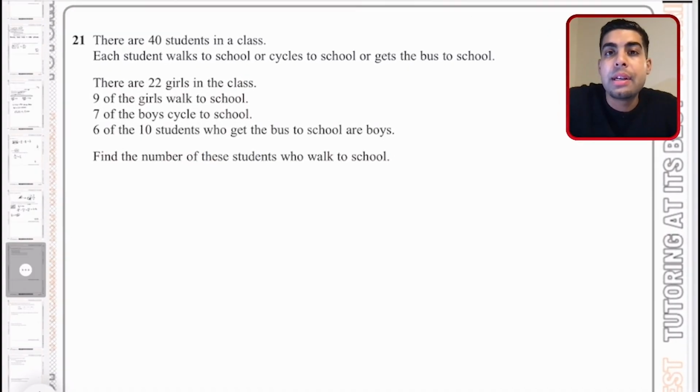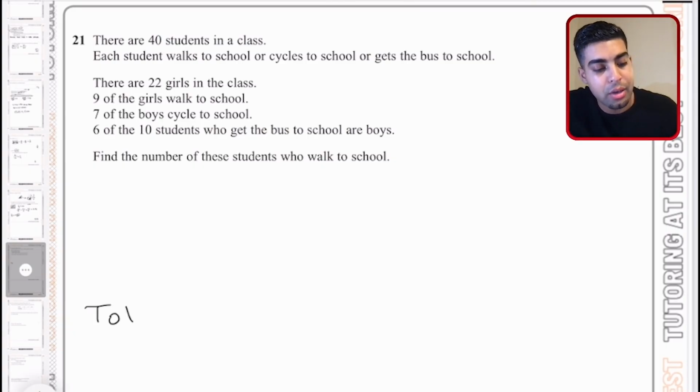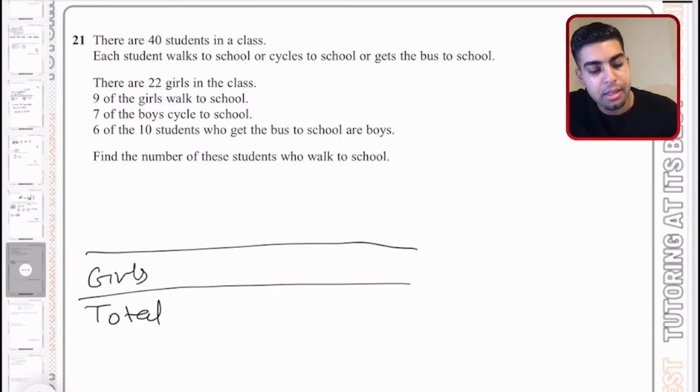And this is now a problem-solving question where we need to find the number of students who walk to school. So again, I'm going to go ahead and draw a table to make it easier to represent my data. I can see there are 40 students in total. So that means I'm going to have a total here, and then I'm going to have boys and girls. So let's go for girls and let's go for boys.